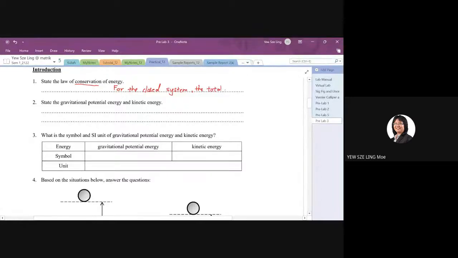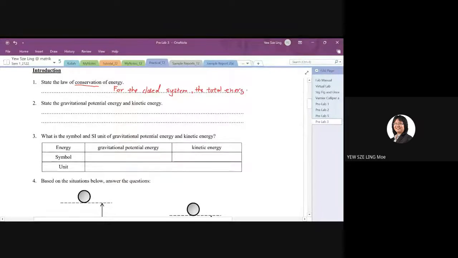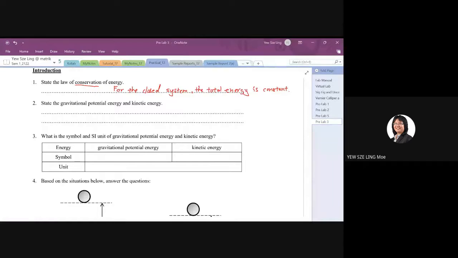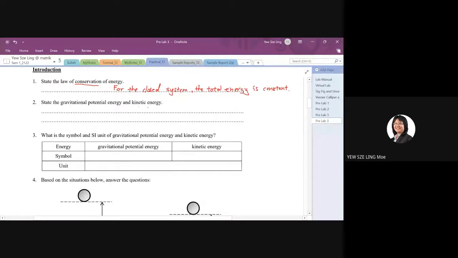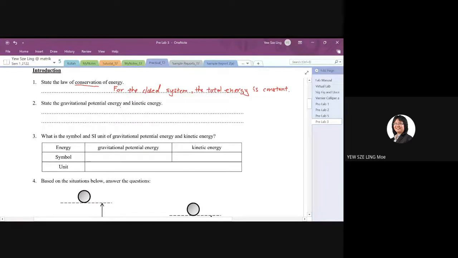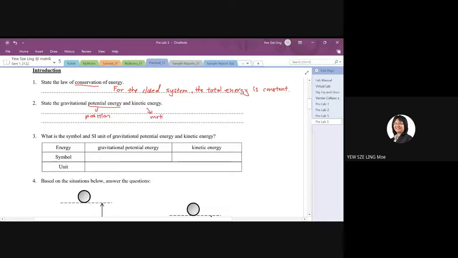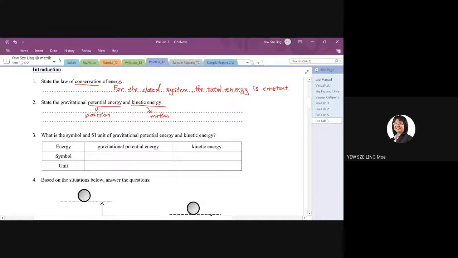So this is a definition. It's already in your notes. The total energy is constant. Or you can say the total energy at the initial is equal to the total energy at the final. Then state the gravitational potential energy and also kinetic energy. So you have to state the definition. Remember to mention one is because of the position and one is because of the motion. So you state the definition. It's in your lecture notes as well.